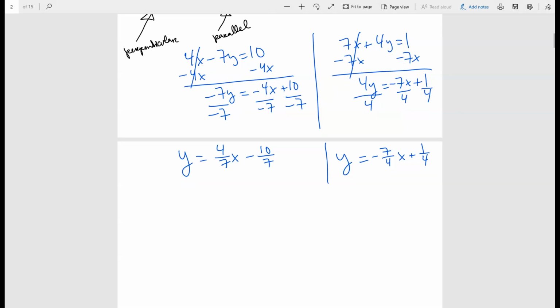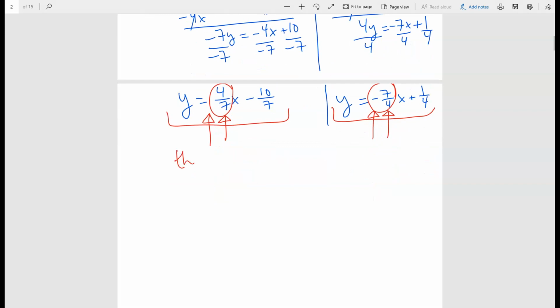Now let's compare. Comparing both of these, all you want to look at is basically the slope. Are they the same? No, they're not the same, so they're not parallel. Are they perpendicular? How do we know they're perpendicular? They have to be negative reciprocals. So are the signs different? Yep, one of them is positive, one of them is negative. Are they flipped? Yep, they are flipped. The 4 over 7, if I flip it, becomes 7 over 4. So these two lines are perpendicular.